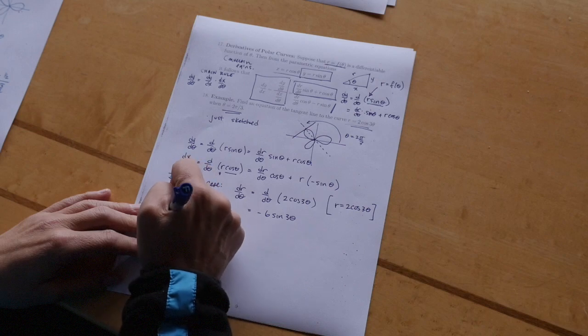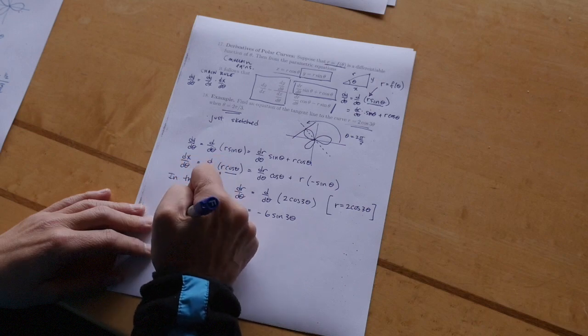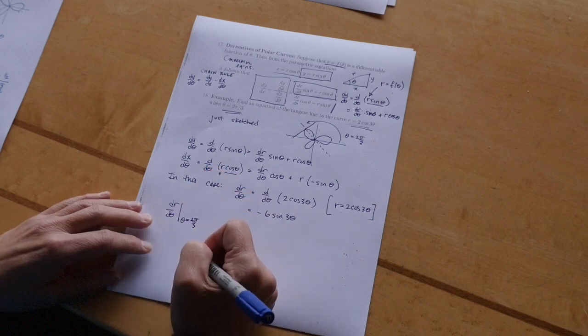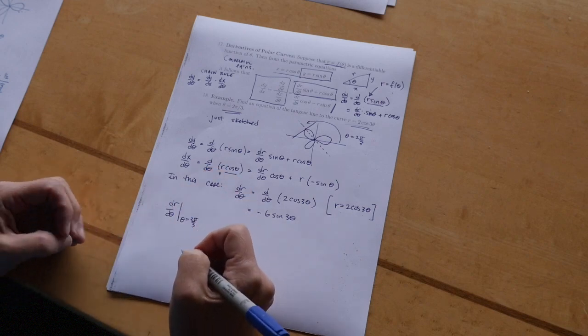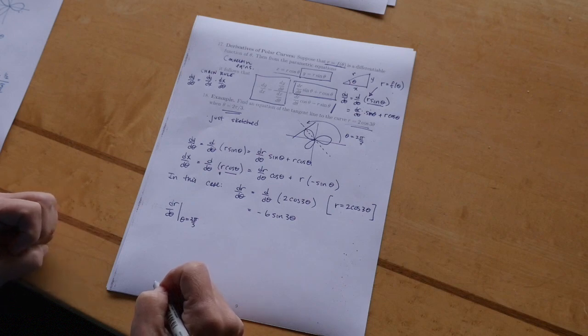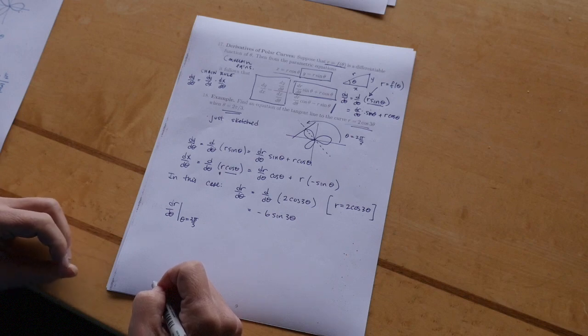dr by d theta evaluated at theta equals 2 pi by 3. That's what we need. Always what we do is we take the derivative and then we say, okay, now we're going to talk about the specific point when theta is 2 pi by 3. So we evaluate the derivative at 2 pi by 3.